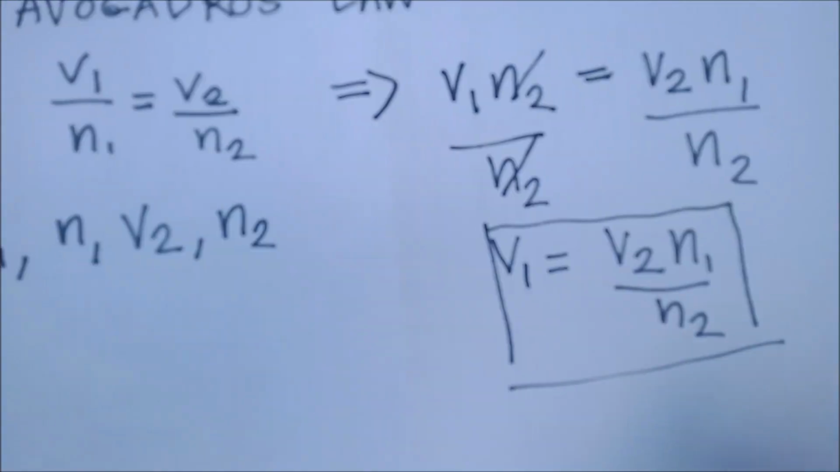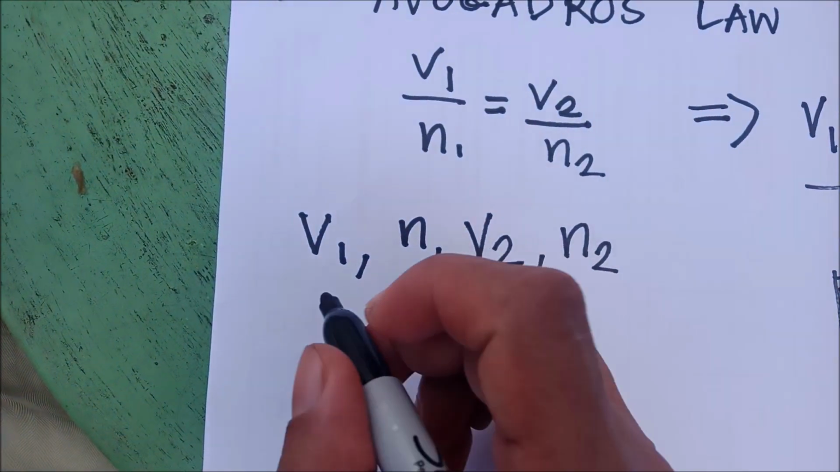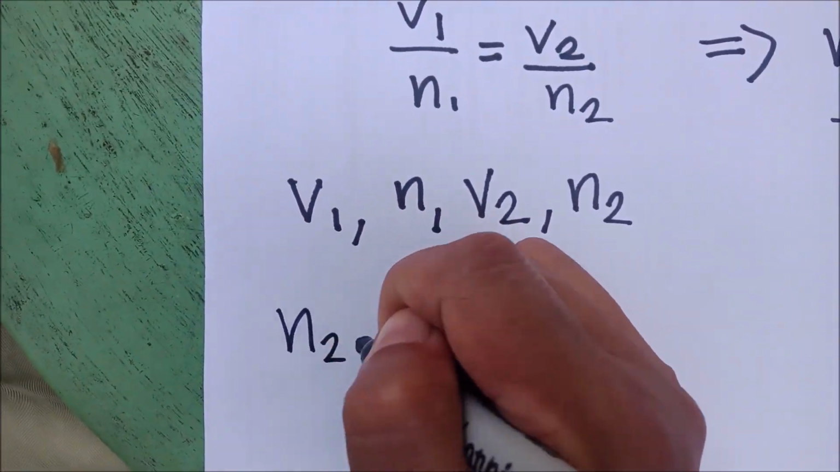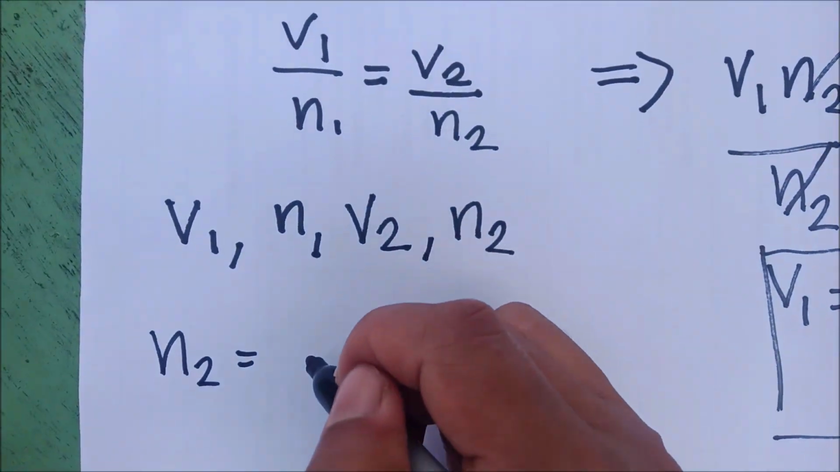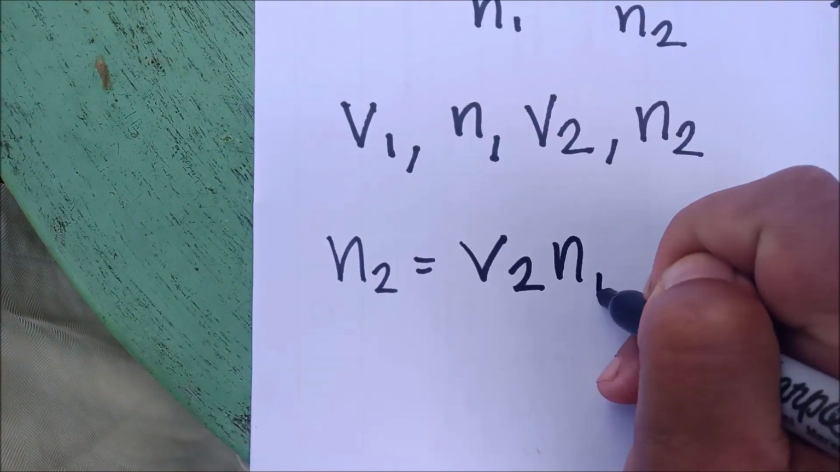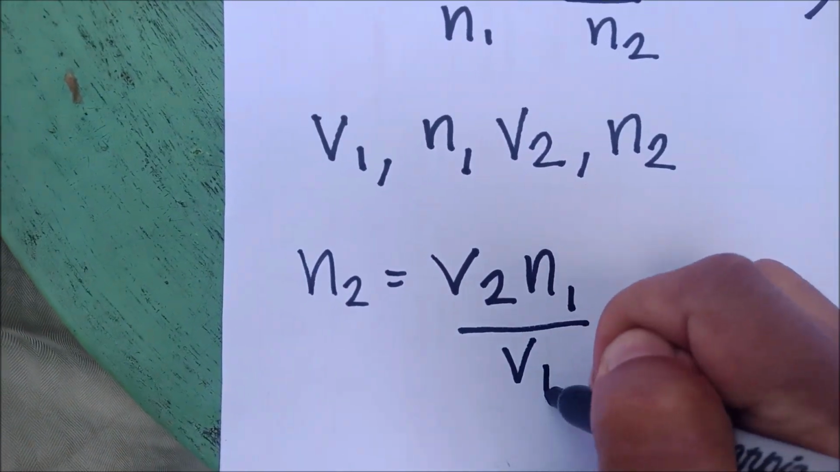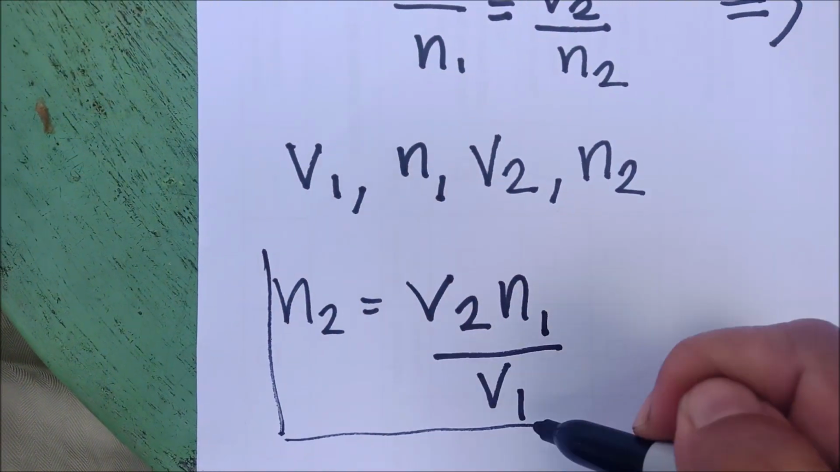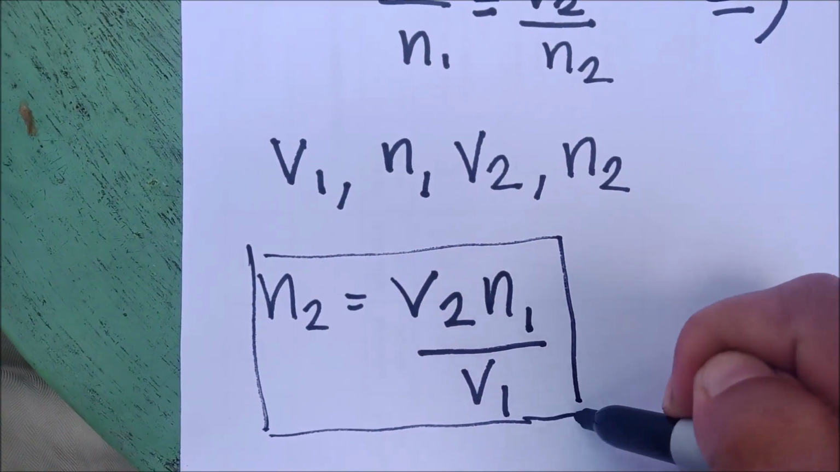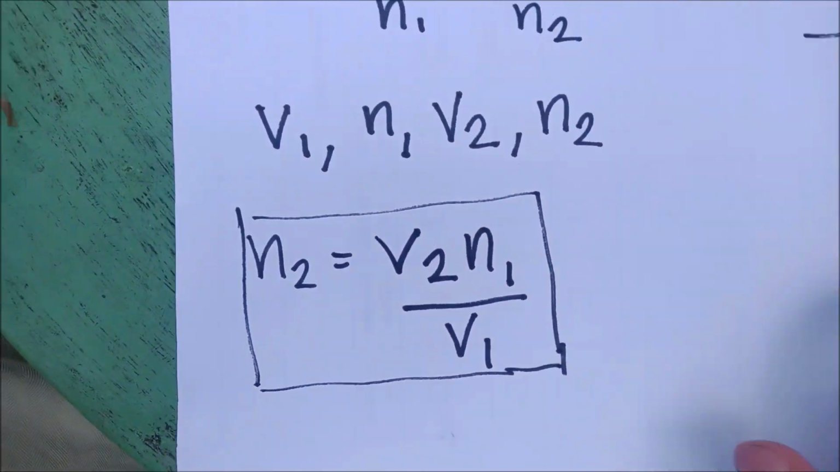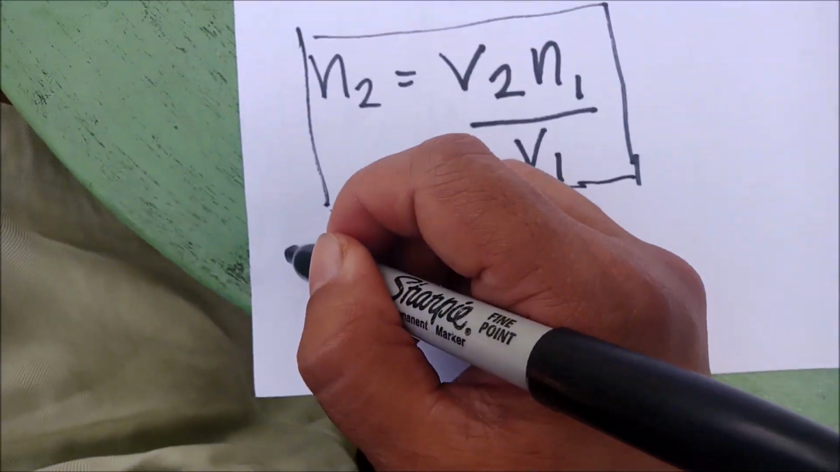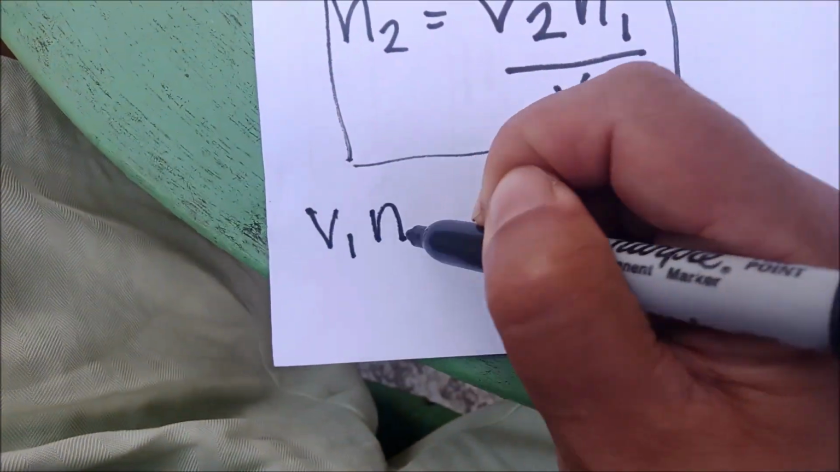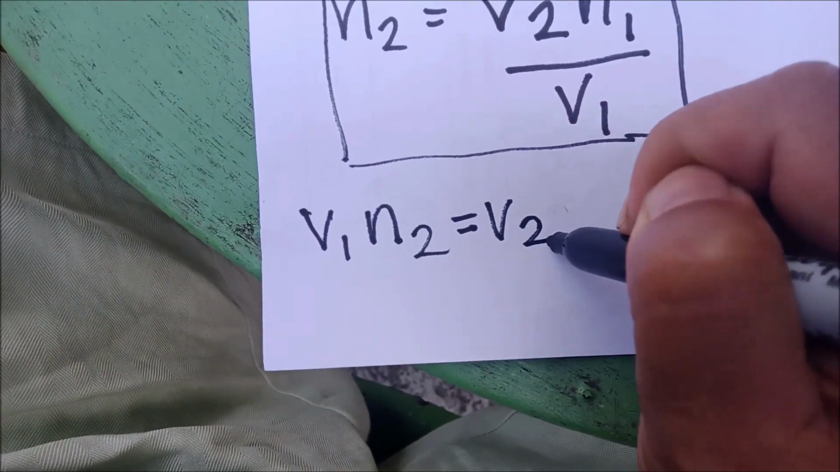Continuing, let's have your formula for N2. Your N2 should be V2 N1 over V1. Okay? And then, let's start again with our working formula, V1 N2 is equal to V2 N1.